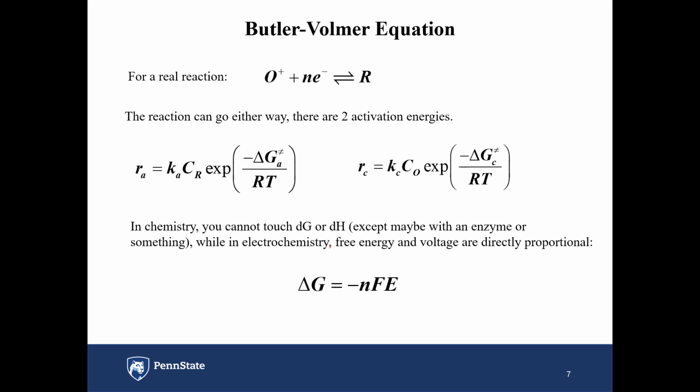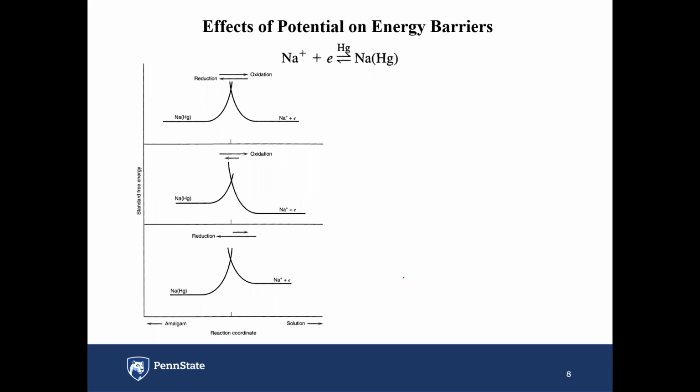So in chemistry, we cannot tune the delta G or delta H freely. However, in electrochemistry, we have a different thought because the free energy and the voltage are directly proportional, right? Remember, when we studied at the very beginning, when we calculated the open circuit potential, this is the equation we used to relate the OCV to the delta G. And in this way, by applying different potentials, we can tune the Gibbs free energy, which means we can tune the reaction driving force, right?